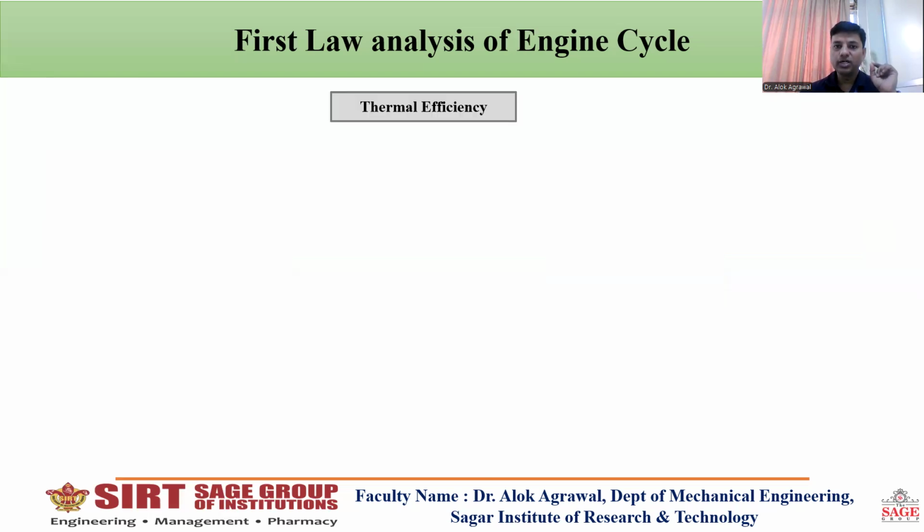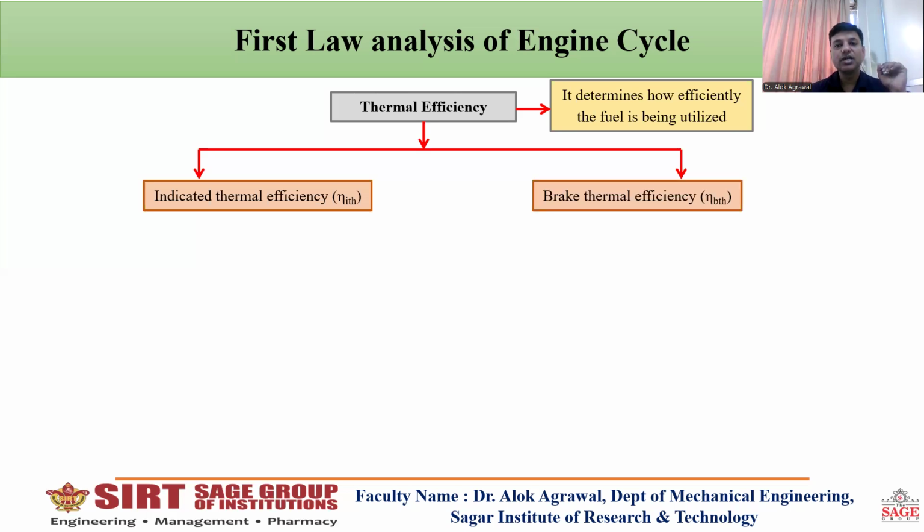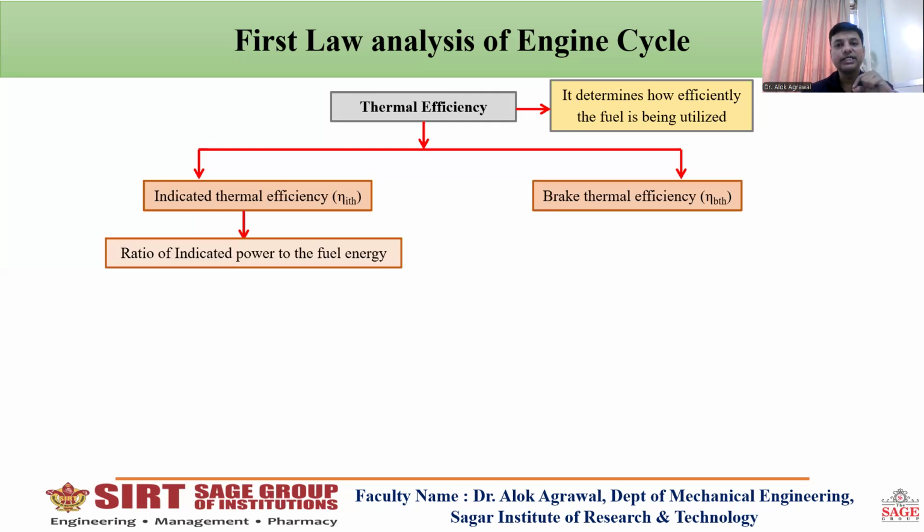Now let us move on to the efficiency. The first one is thermal efficiency. So what is thermal efficiency? Thermal efficiency determines how effectively the fuel is utilized inside the engine. Means how effectively, when the fuel burns, we can utilize the thermal energy produced by the fuel. There are two types of thermal efficiency. First is indicated thermal efficiency, and the second one is brake thermal efficiency. So what is indicated thermal efficiency?